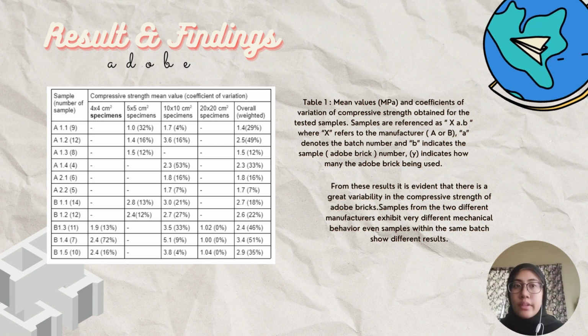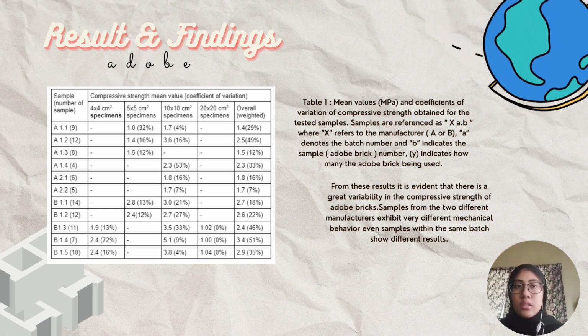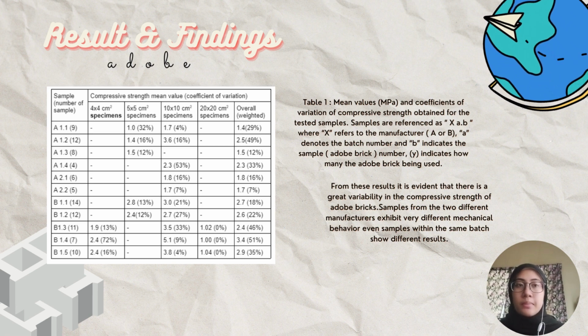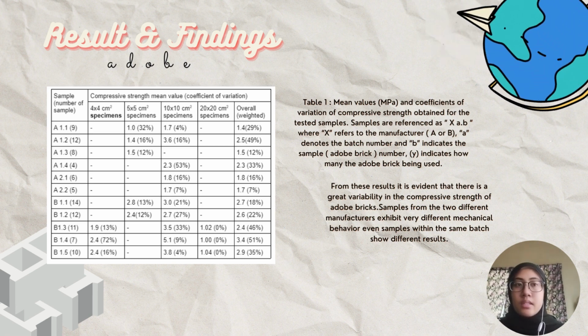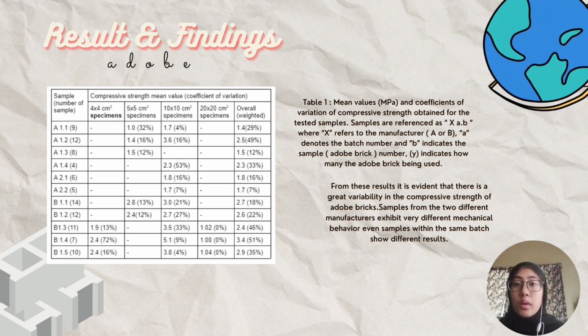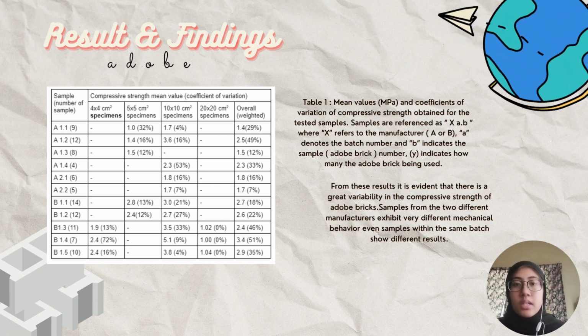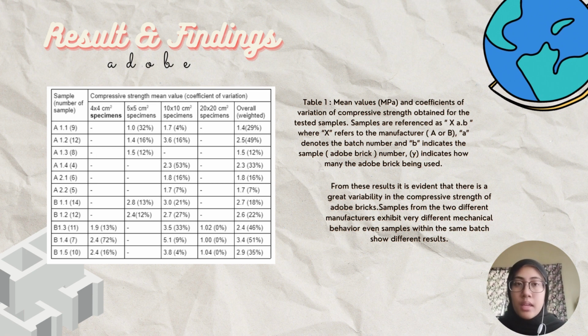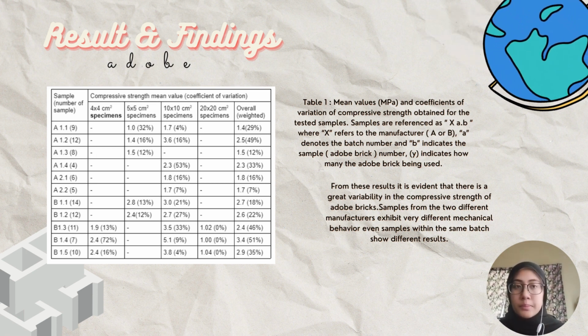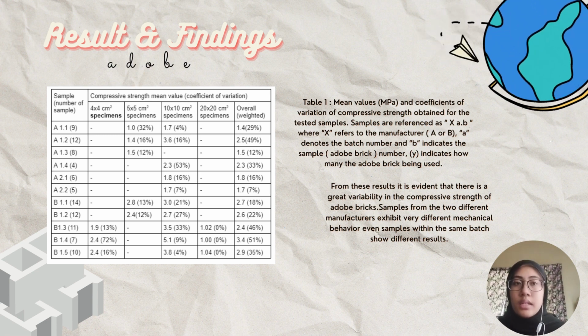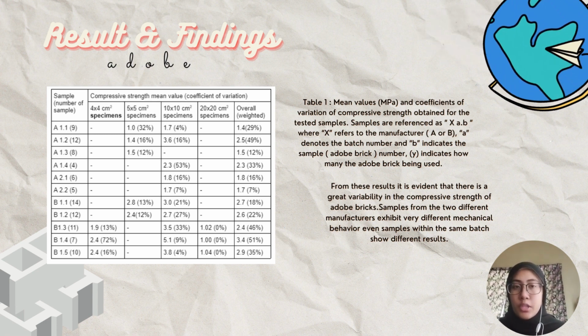Table 1 shows the mean values and coefficient of variation of compressive strength obtained for the tested samples. Samples are referred to as X.A.B, where X refers to manufacturer A or B, A denotes the batch number, and B indicates the sample number. Y indicates how many adobe bricks were used.